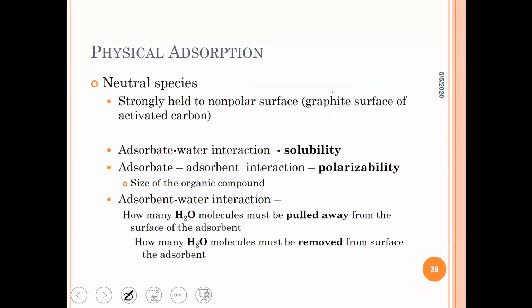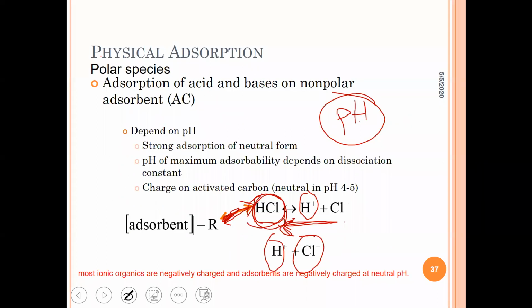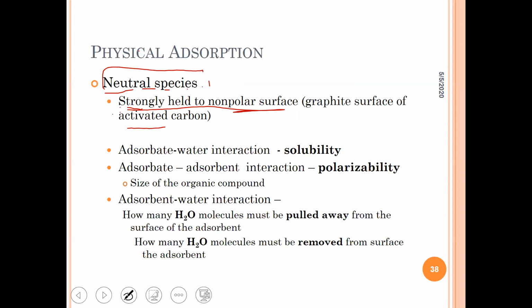If you want to remove neutral species, they are strongly held by a non-polar surface like activated carbon. So polar species are difficult to remove, but it depends on pH, and neutral species will quickly adsorb, or have a tendency to be adsorbed, on activated carbon.